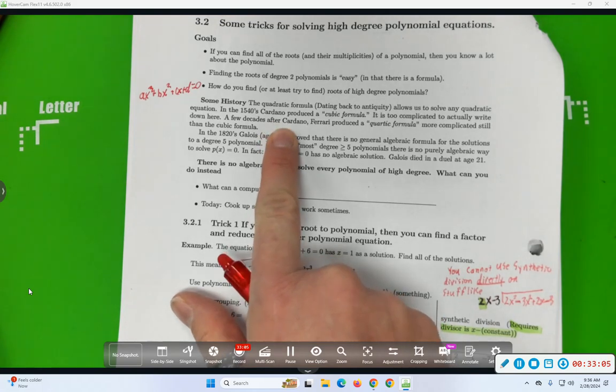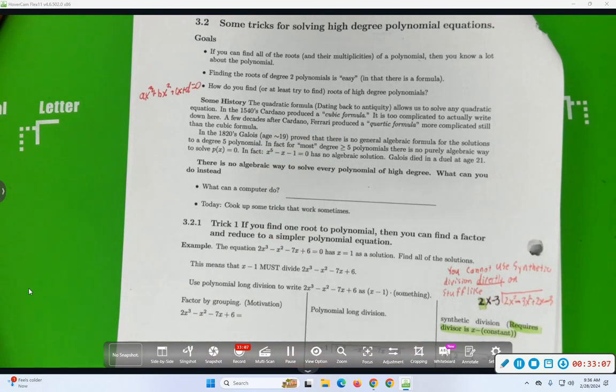A few decades after Cardano, another mathematician named Ferrari produced a quartic formula, which is a formula that solves any degree 4 polynomial. It takes probably about a page of text to write down the formula. It's big and ugly. But again, if you have a computer, the computer doesn't care how big and ugly the formula is once it's written. So you can solve degree 4 polynomials on the nose. You can get exact formulas for them.